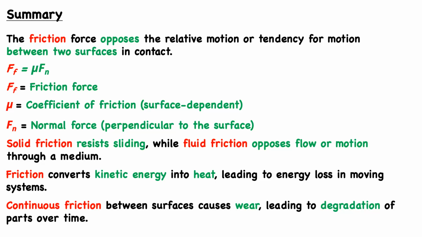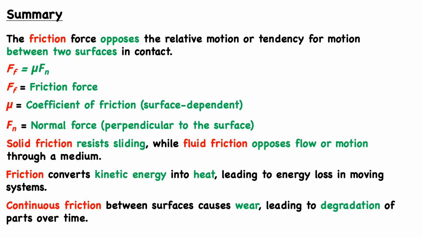Okay, so let's summarize some of the key information from this lesson, as always. First of all, the friction force is a force that opposes the relative motion or tendency for motion between two surfaces in contact. And again, this is relevant to both solids and liquids. The equation to calculate friction is the following. We have mu, which is the coefficient of friction, times the normal force, which is the force perpendicular to the surface.